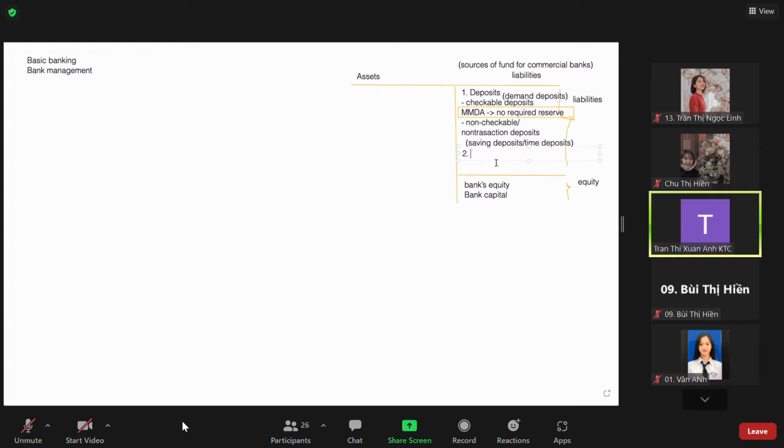And the second part of this source will be, what will be this, guys? What will be in here? I'll make this one 3. What is the second component or item in the balance sheet of the bank over here? Do you remember?